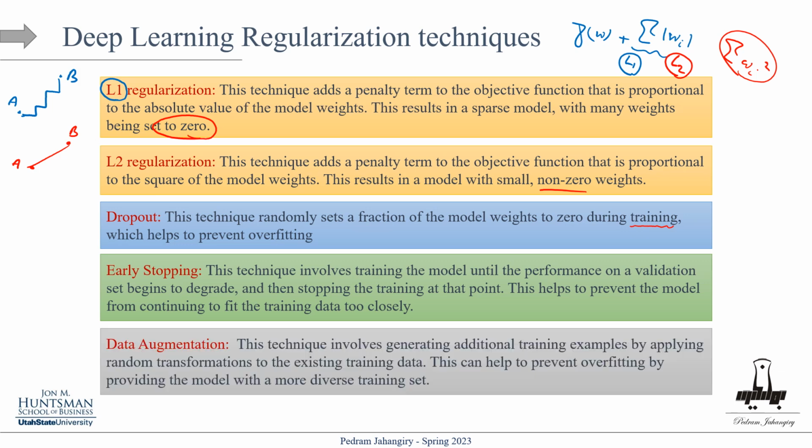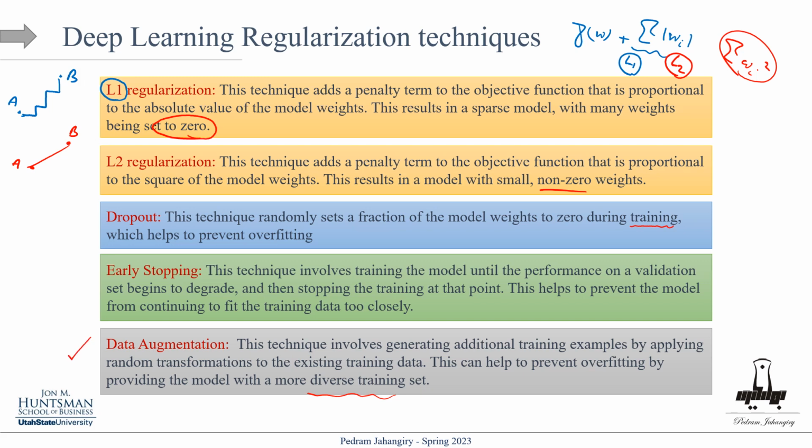The last one that we will cover here is called data augmentation. This technique is mostly used for unstructured data like images, and it involves generating additional training examples. They're not 100% synthetic; these are slight transformations of the original data. We apply random transformations to the existing data set, and this helps prevent overfitting by providing the model with more diverse training sets. If you remember, in the machine learning part we also talked about how one way to mitigate overfitting is collecting more data. This is one way to do that, right?